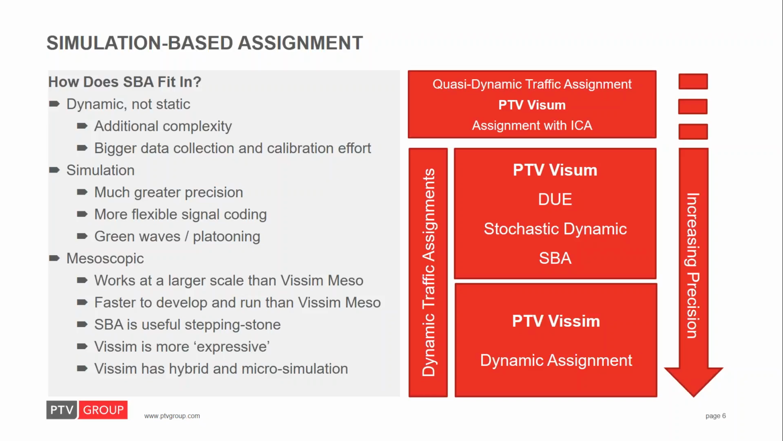Visum, on the other hand, is more expressive. More detail can be taken into account. For example, you can model lanes and their properties, or also vehicle-actuated signals. Visum enables micro and hybrid simulation too.